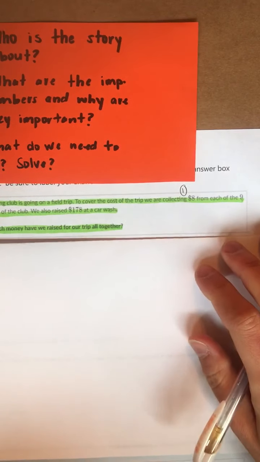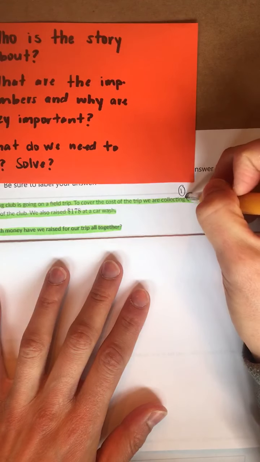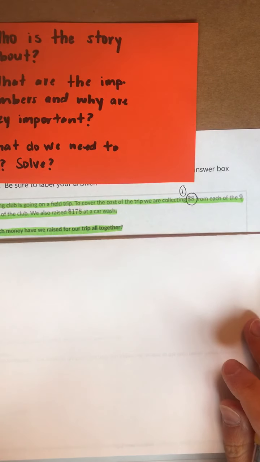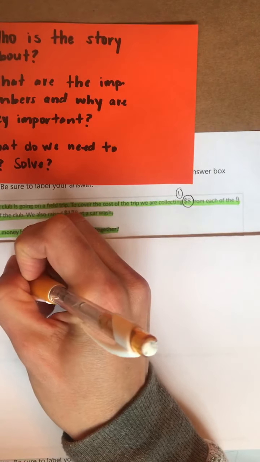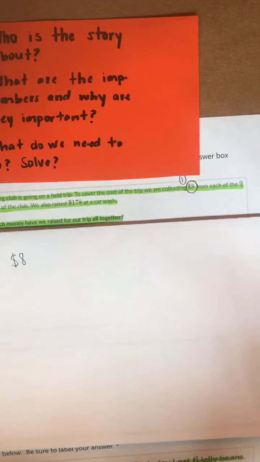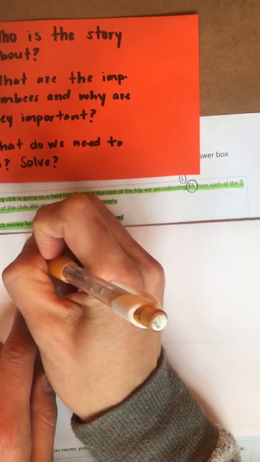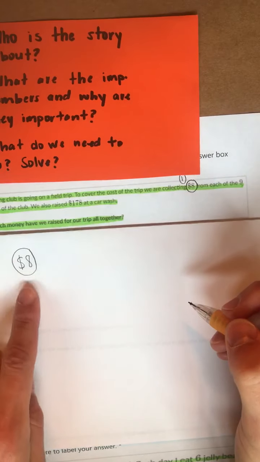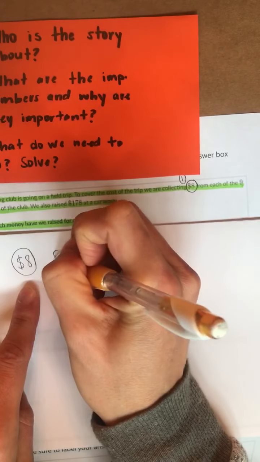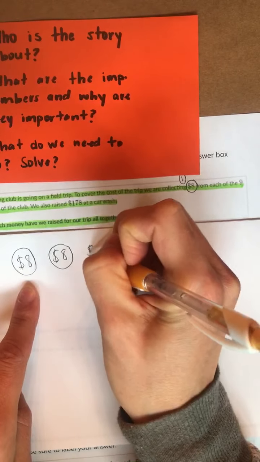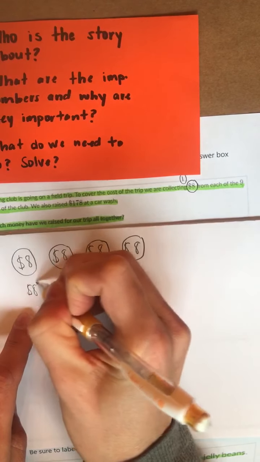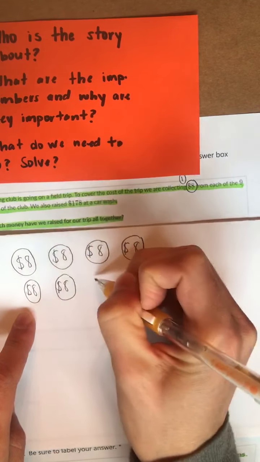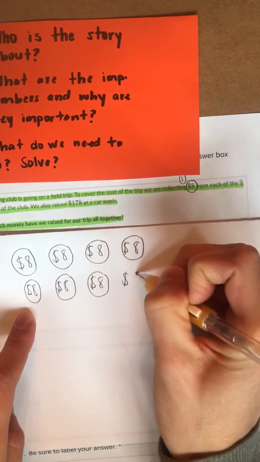That's my first step. So I notice that my first number is 8, right? Because they collected $8 from each person that belonged to the club. Okay, so I'm going to write my $8 right on my paper. Then it says each of the 9 members of the club gave $8. So that number is important because now I know how many groups of 8 I need, right? So this is what, 1 person gave $8, 2 people gave $8, 3 people gave $8. So I'm going to draw 9 groups to represent the 9 people that gave $8 each.